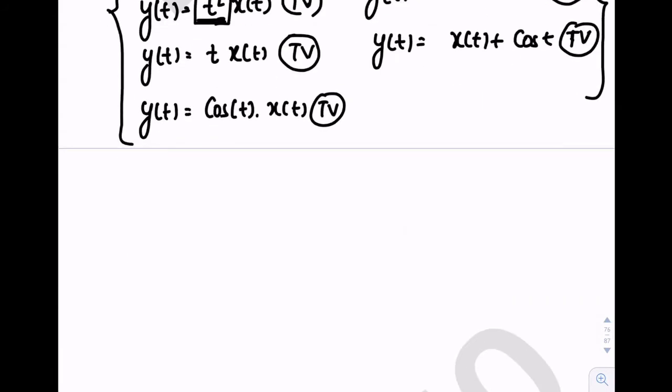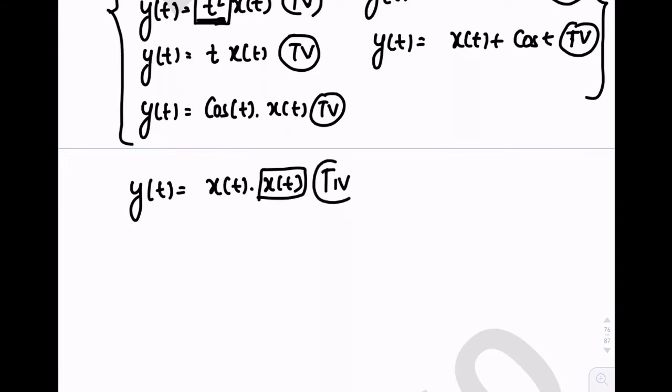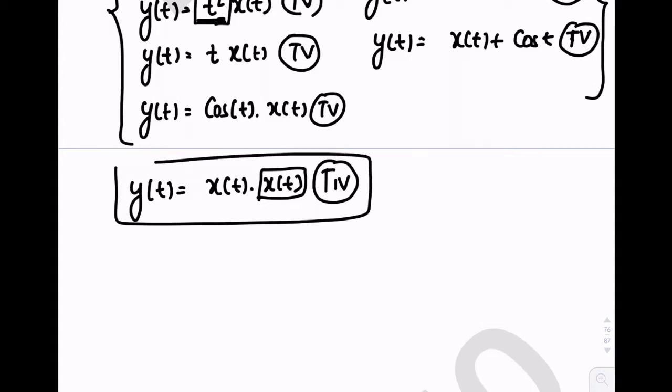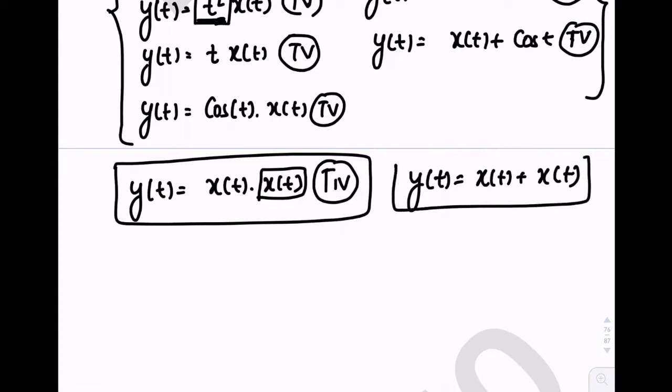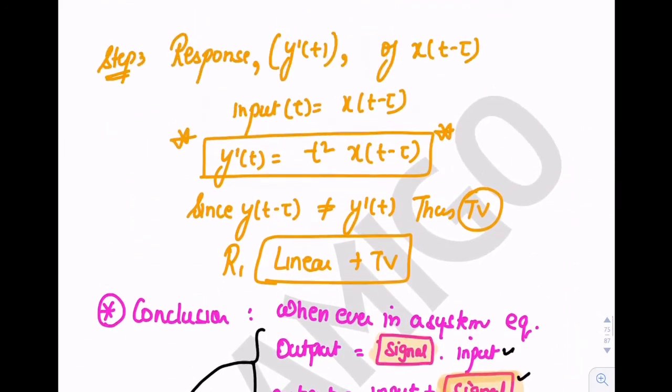But if for example we have y(t) is equal to x(t) multiplied by x(t), so here the other signal which is time dependent is equal to input, so this will not be time variant, this will be time invariant. You can prove this using the same method. Similarly, y(t) equals x(t) plus x(t) will also be time invariant. I have already told you the method.